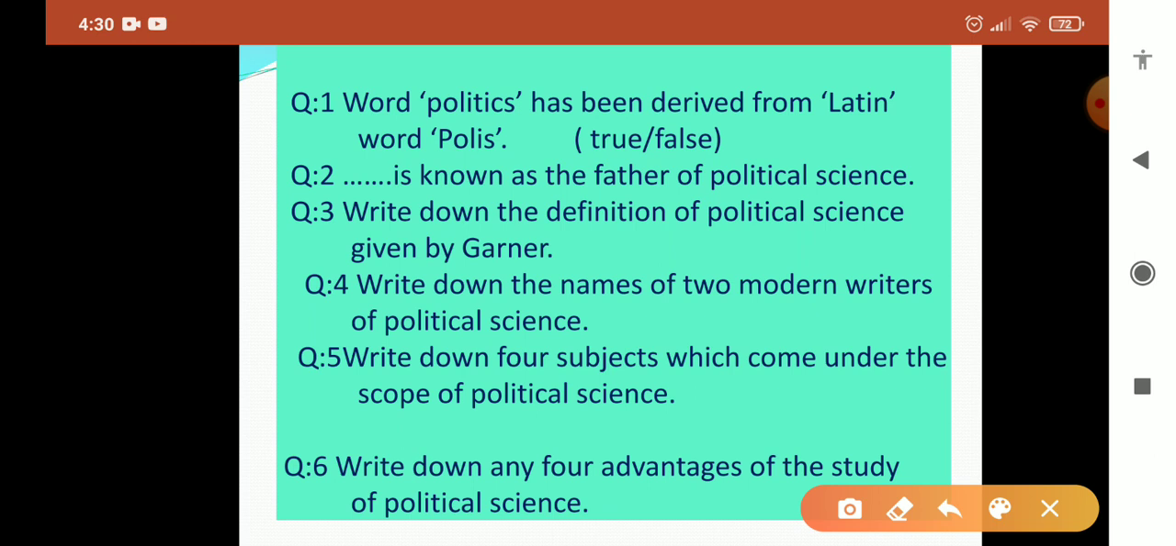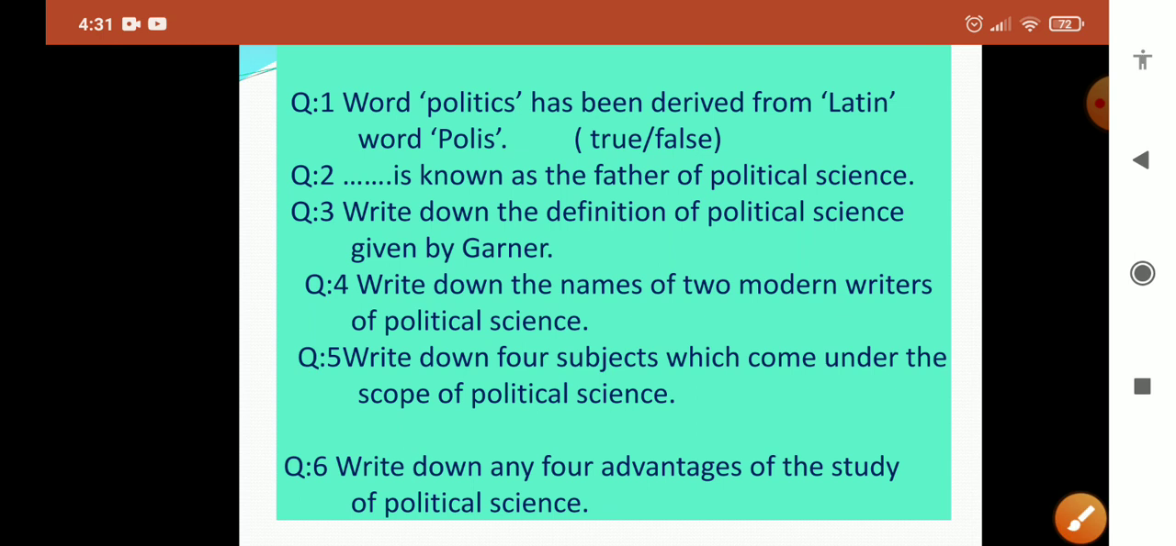Write down four subjects which come under the scope of political science. So four subjects come under the scope of political science. That number one is it studies the state. It studies the government, right? It studies the behavior of man. It studies the different ideologies. It studies the conflicts and controversies. It studies the legislative process, decision making process. It studies the political parties, it studies leadership. So there are so many points that you can say.